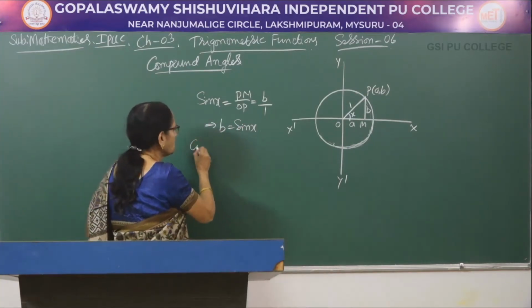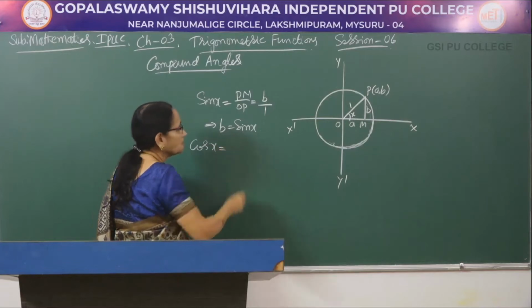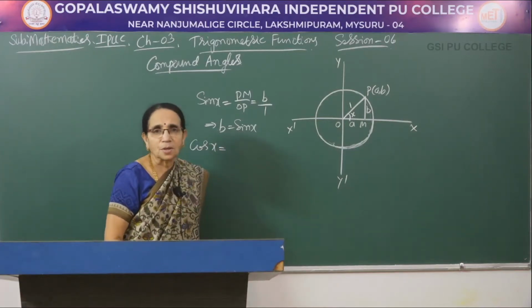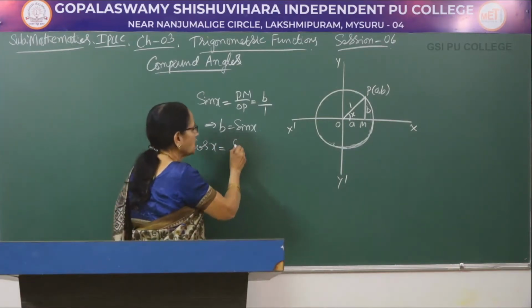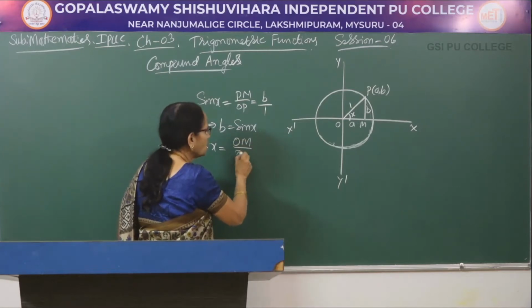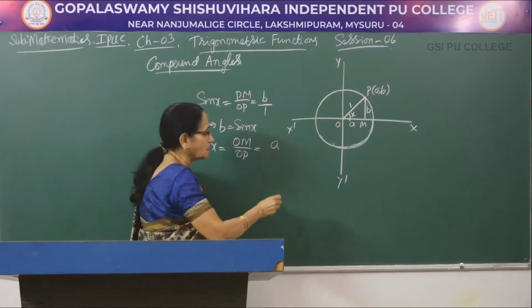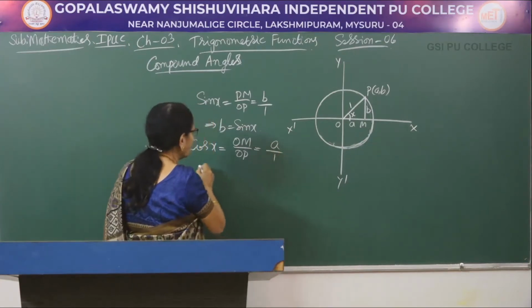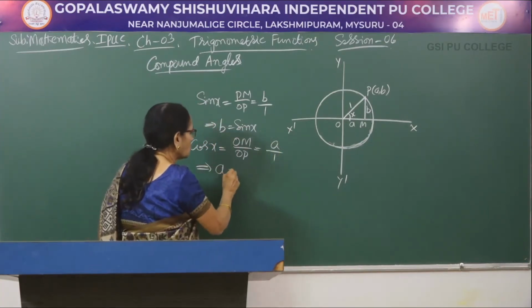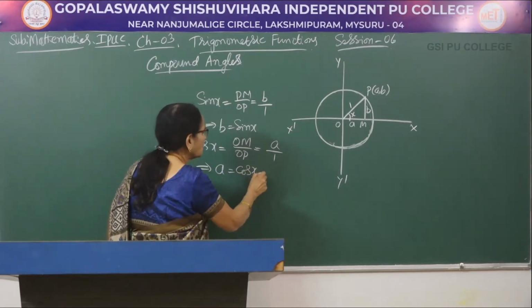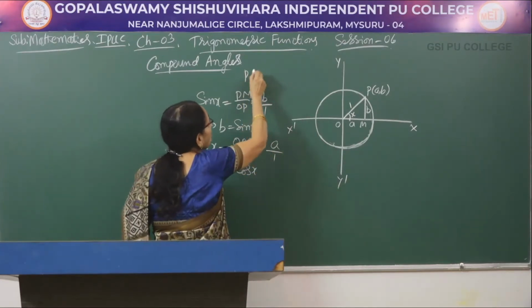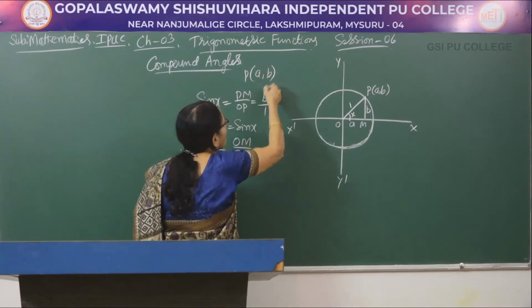Next, consider cos x. Cos x, how do you define it? The adjacent over the hypotenuse. In this case, OM divided by OP. Again, OM is the x coordinate of P, that is a, and OP is 1, which implies that a is equal to cos x.